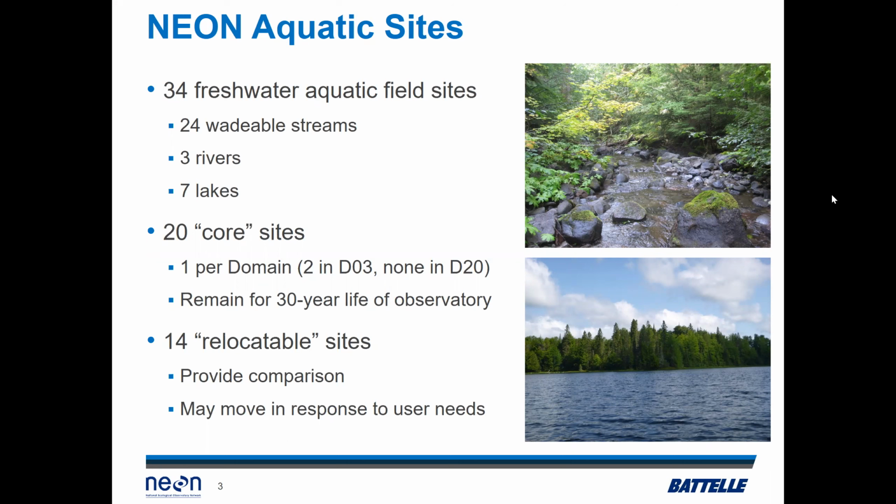There are 20 of what we term core sites, 1 for each domain with the exception of D3, the southeast, which has 2, and then D20, Hawaii, has none. There's also 14 relocatable sites, and these are designed to provide comparisons with the core sites, for example, along hydrologic gradients or across hydrologic divides.